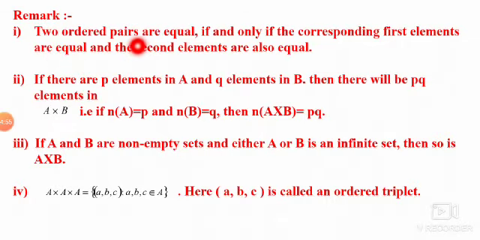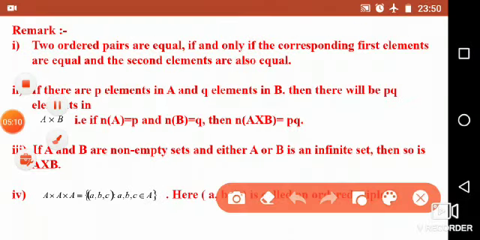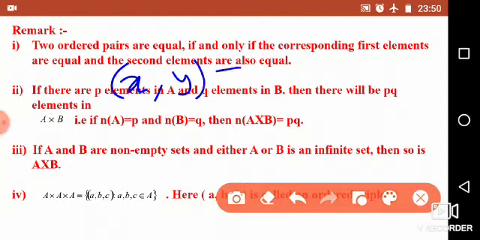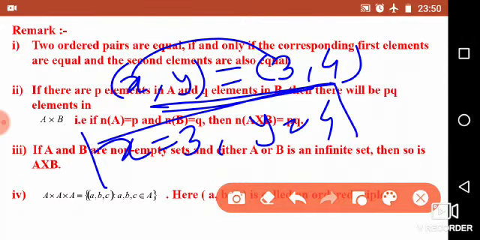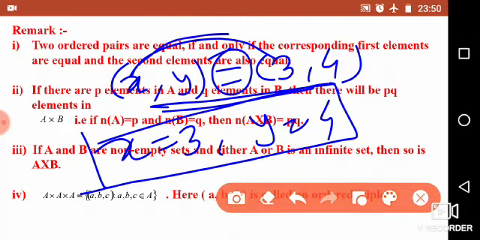Remark: two ordered pairs are equal if and only if the corresponding first elements are equal and the second elements are also equal. We can look at how the ordered pairs are equal. Suppose the first ordered pair is (x, y) and that is equal to the second ordered pair (3, 4). These two ordered pairs are equal only if x is 3 and y is 4. In such case, we can say that the two ordered pairs are equal. Now we have the equality sign, which means we can equate the corresponding elements of the left and right hand side ordered pairs.